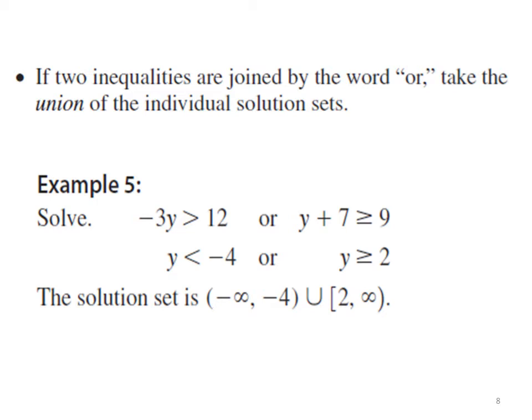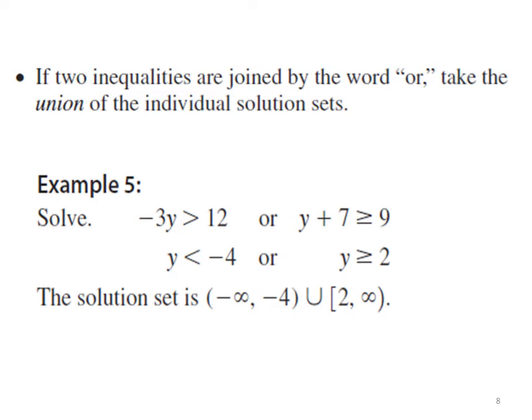We are looking for all the values that satisfy only one of the inequalities. It's possible that it may satisfy both inequalities, but we want to collect all the values that satisfy either the first inequality, -3y greater than 12, or the second inequality, which is y plus 7 is greater than or equal to 9. What we want to do is solve both inequalities individually and join the two solutions by or.